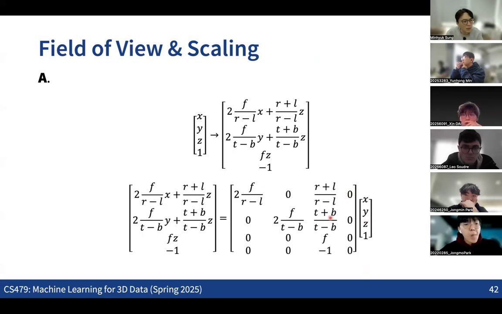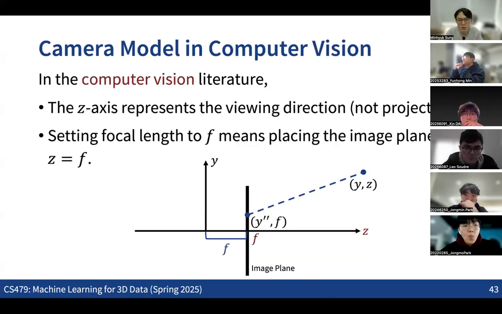So let me go quickly through the rest of the slides. These are some background that you can learn from the computer graphics course, and you can learn the same thing in the computer vision course as well. But the terminology that we use in computer vision might be slightly different. What we typically see is that in the graphics literature, the z-axis is defined in this way, the way that the points are projected.